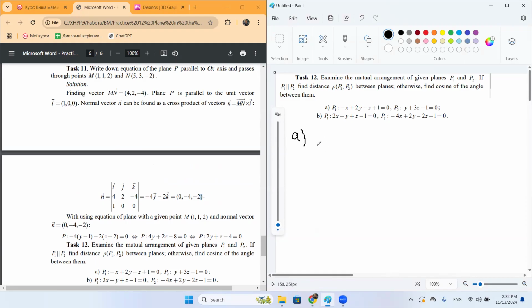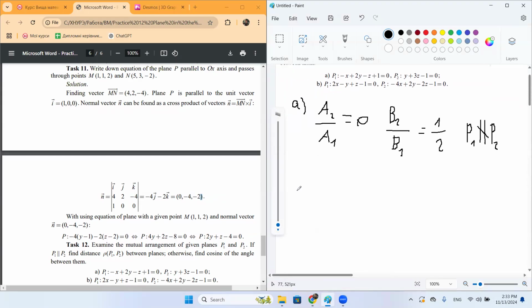Now let's examine. A1 divided by A2 equals 0, and B2 divided by B1 equals 1 second. So it means that planes P1 and P2 are not parallel. It means that we can calculate the cosine of the angle between them.